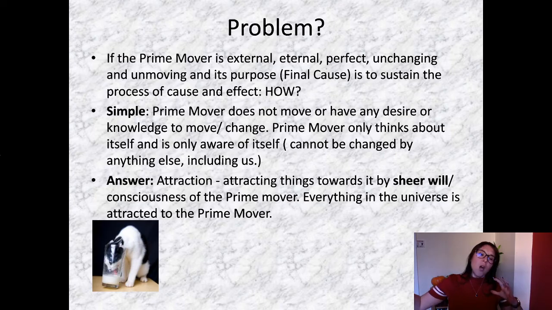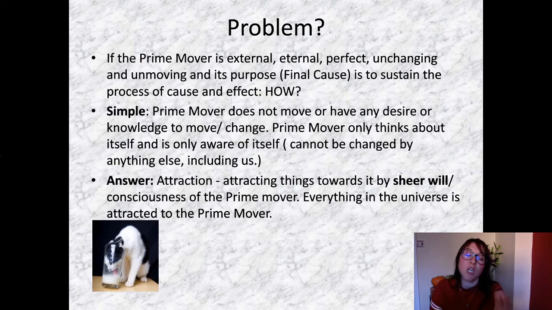As we are moving towards the prime mover, attracted to it like cats to milk, we go then through the four causes: material, formal, efficient, final. We actually, through attraction, go through those stages. And so the prime mover is constantly sustaining this, constantly drawing us in. So this is how everything in the universe exists, is in motion, because it's attracted to the prime mover.